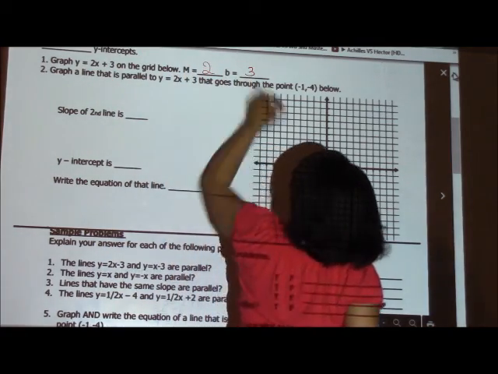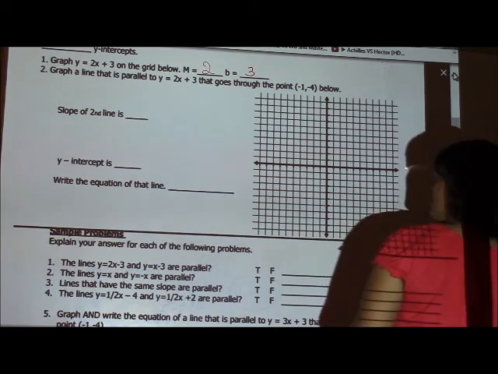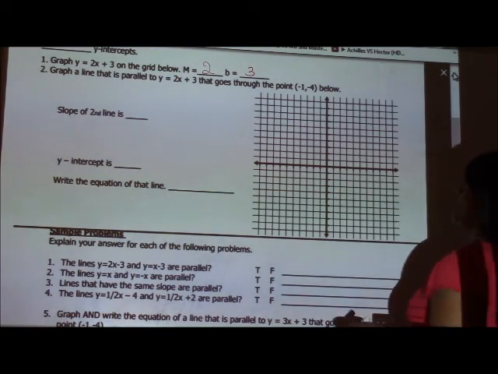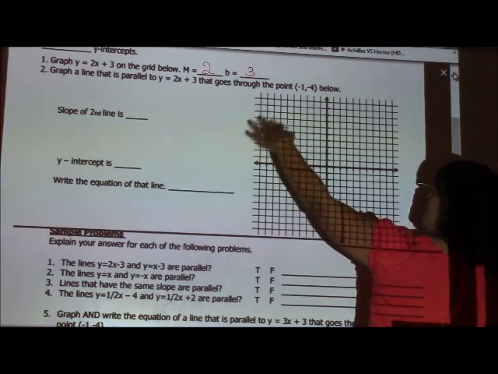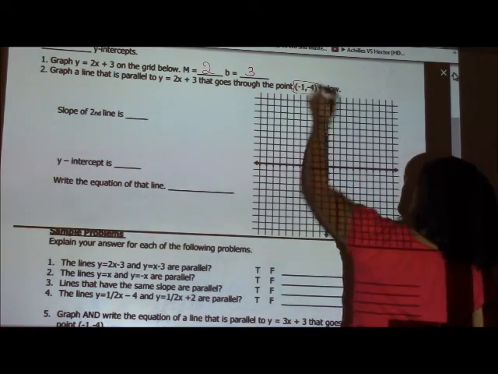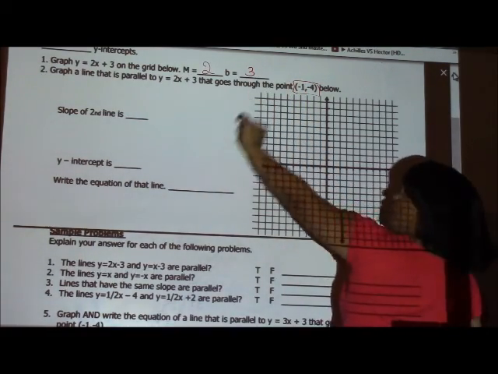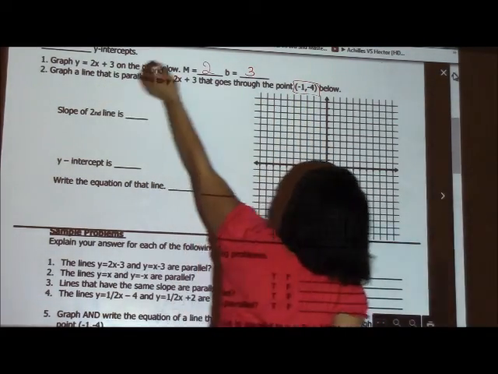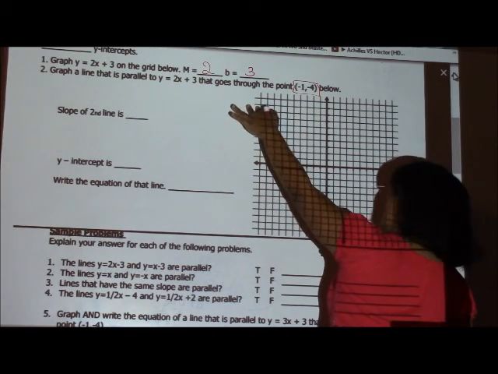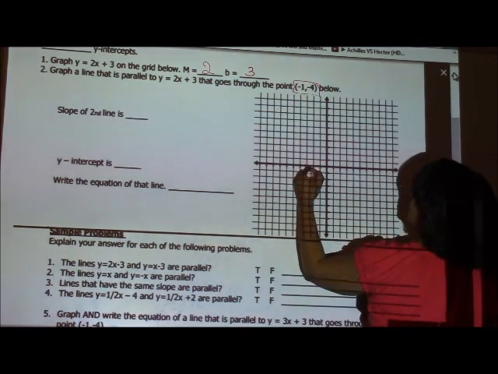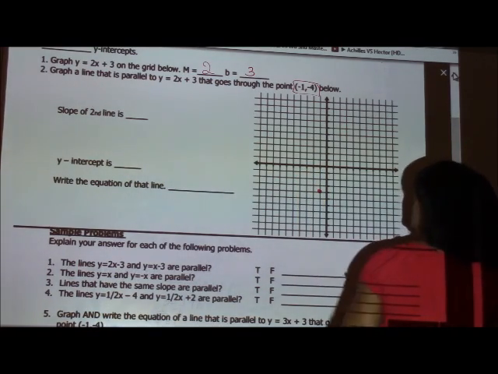Right. So graph a line that is parallel to y equals 2x plus 3 that goes through the point -1, -4. So when they give you that situation, your point is where you start on this line. So we're not graphing that line, else we would start at the y-intercept of 3. We're going to graph the line that's parallel to that. So we go to the left 1 and down 1, 2, 3, 4, and that is your starting point.